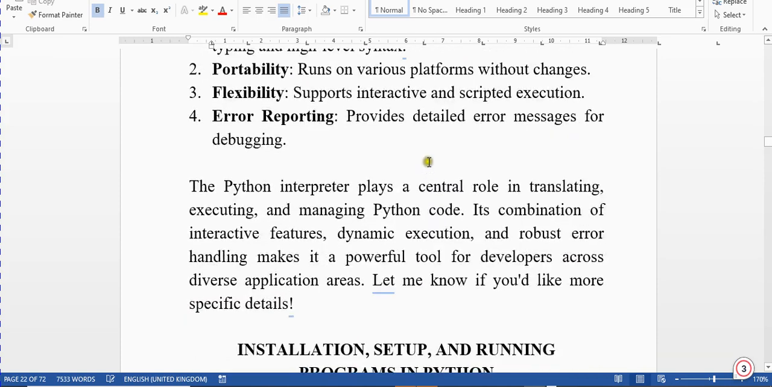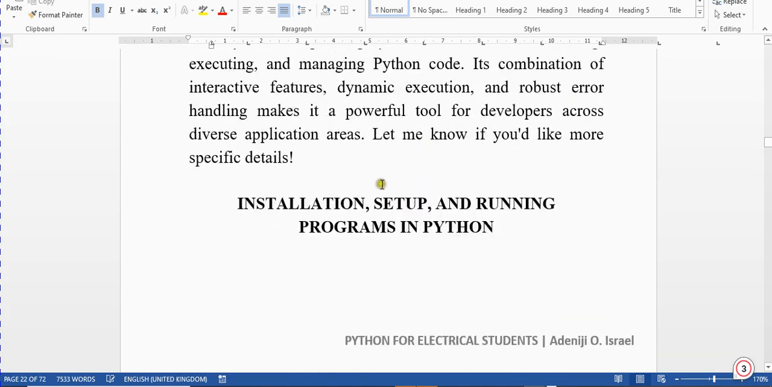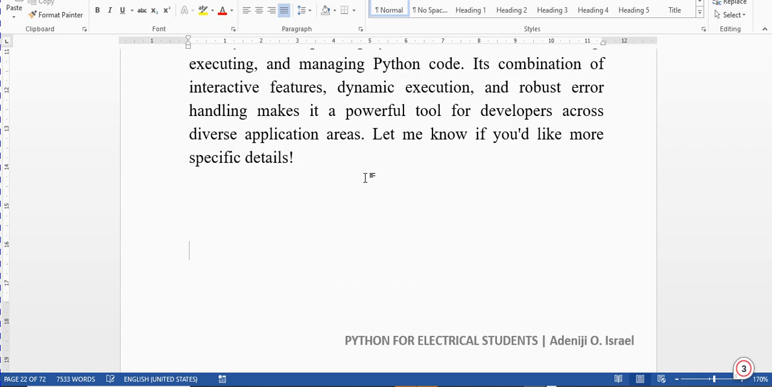So next class we are going to be looking at installation, setup, and running programs in Python. We are going to be looking at that. Of course, that is where our practical will even start. So be ready to write something down.